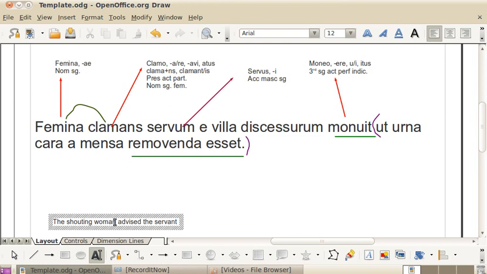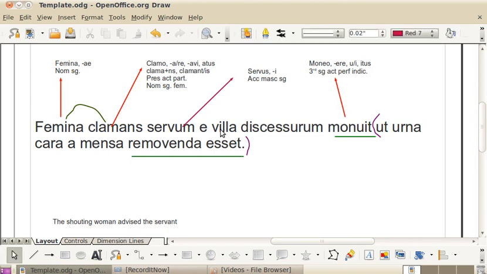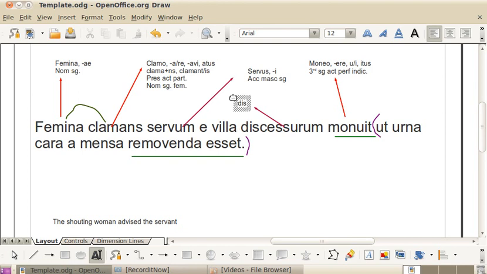Now, we have a prepositional phrase here, a villa, but before we get to that, I want to consider discessurum, because that's actually an interesting element in this sentence. Discessurum happens to be verbal, meaning it's constructed from the verb discedo, discedere, discessi, and discessus. It's formed from the verb, but it's not a finite verb. It actually has an adjectival ending. It's formed from the fourth principal part, discessus, that would be our perfect passive participle.